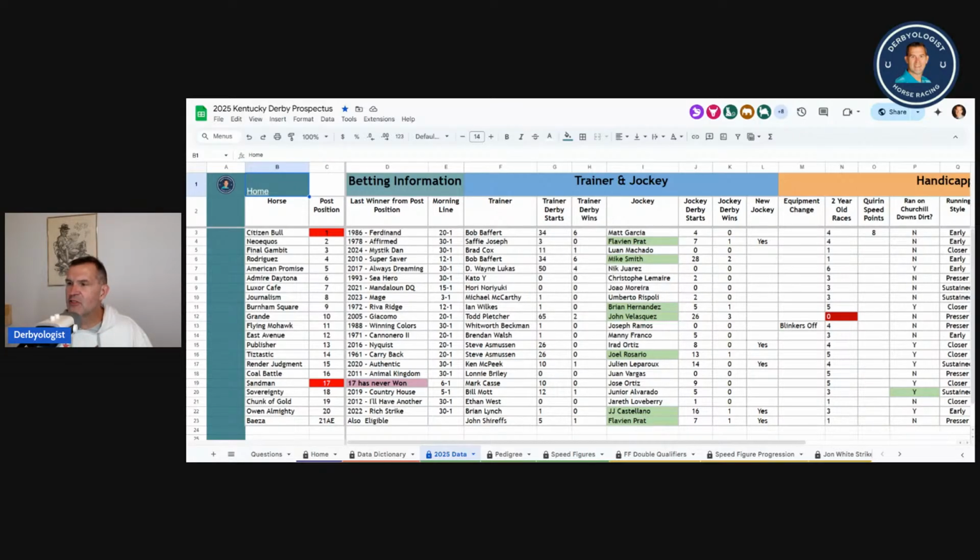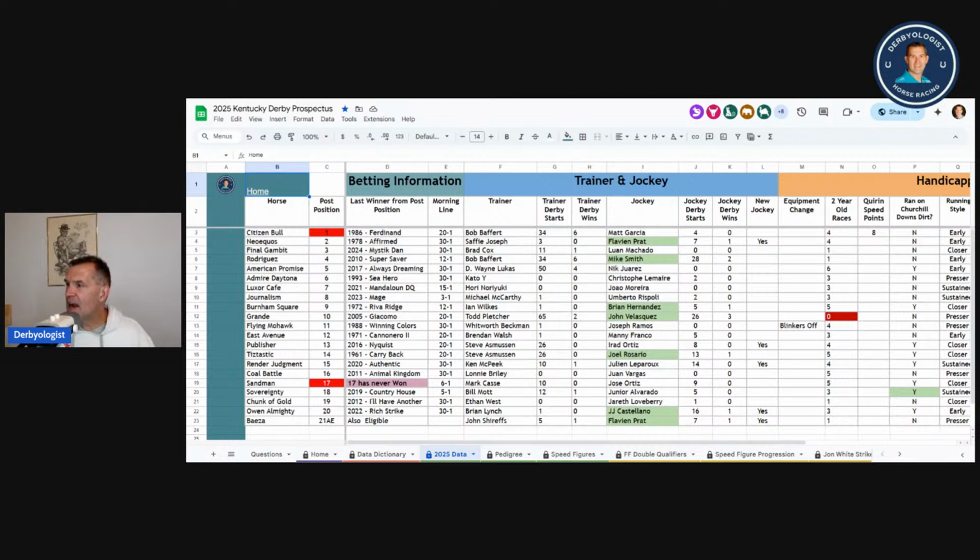Then we have the last winner from each post position. We have the morning line. Then I have the trainer. Then we have the trainer Derby stats only. So Bob Baffert has run 34 horses in the Kentucky Derby, with 6 Kentucky Derby wins. Brad Cox has had 11 horses in the Kentucky Derby with 1 Kentucky Derby win.